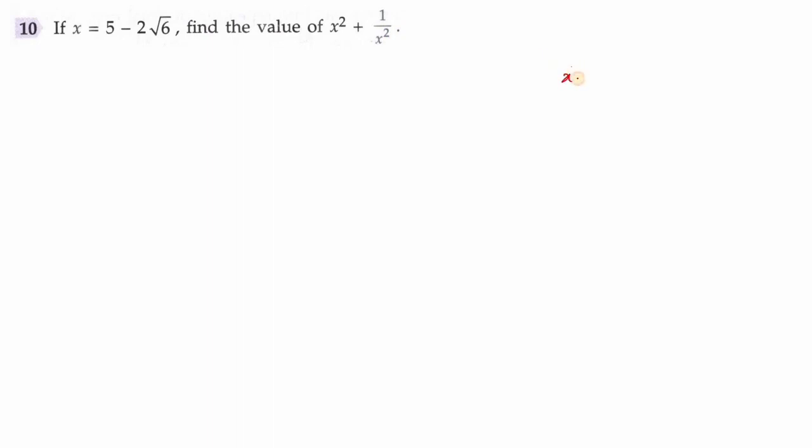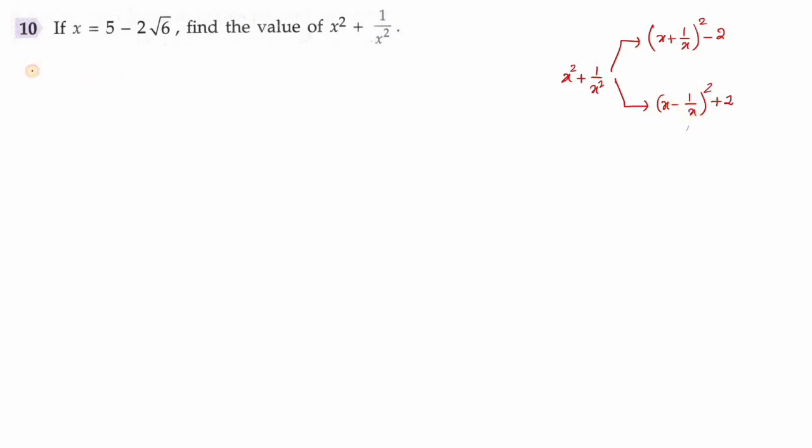One is x square plus 1 by x square is equal to (x plus 1 by x) whole square minus 2. The other formula is (x minus 1 by x) whole square plus 2. So whichever formula you are comfortable with, you can apply that. Again we have to find what is x plus 1 by x or x minus 1 by x. If you are using the first formula, you will find x plus 1 by x. If you are using the second formula, you will find x minus 1 by x.